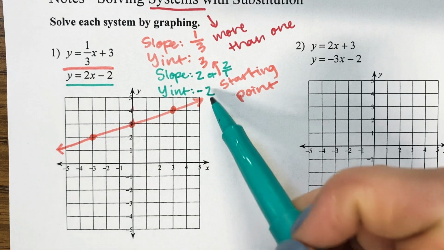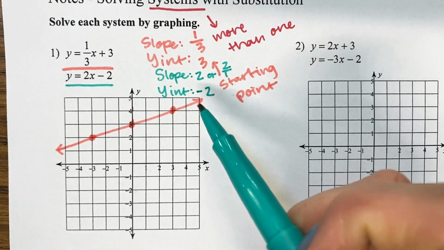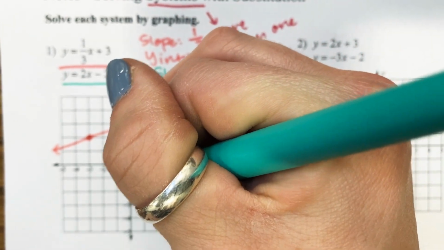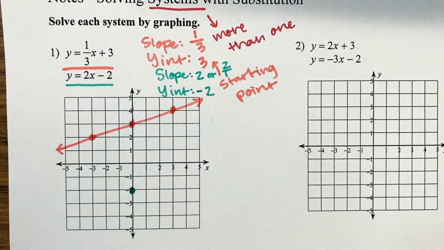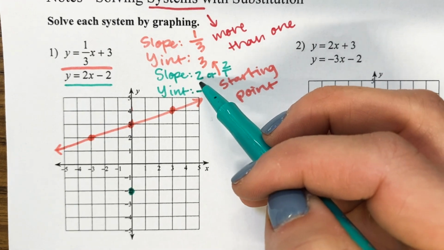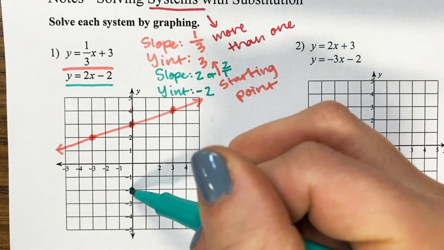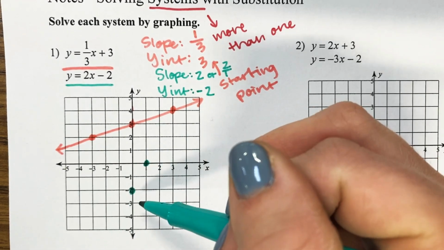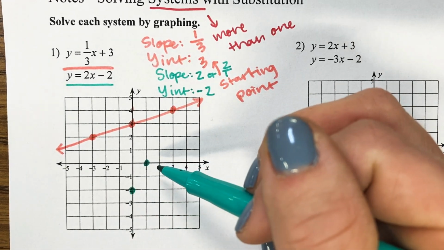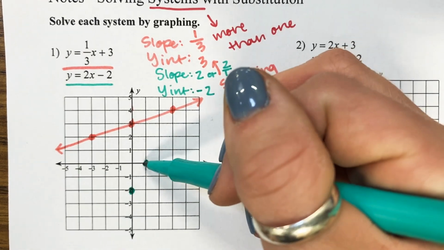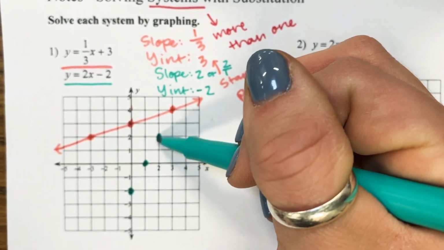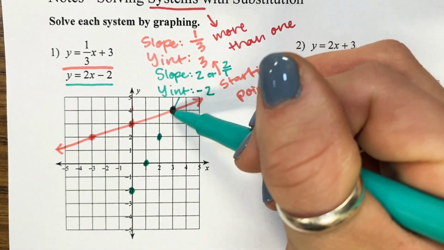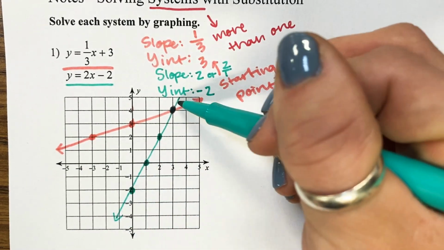Remember our y-intercept is our starting point, so find -2 on your y-axis. That's going to be right there. Now my slope is 2 or 2/1, so up 2, over 1. We still haven't found where these two lines connect or intersect, so let's keep going. Up 2, over 1. Maybe one more time. Up 2, and over 1. And there we go.